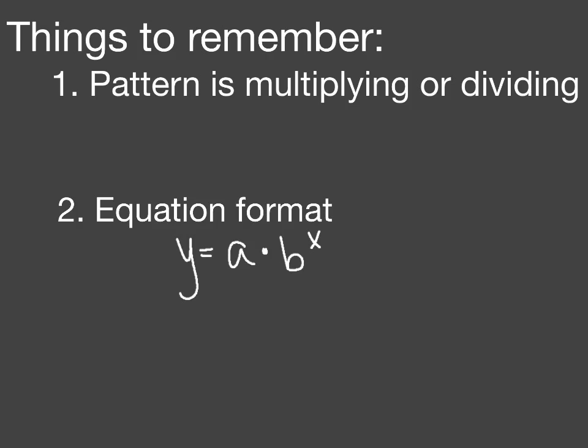That means it's not going to be adding, it's not going to be subtracting, and it's definitely not going to be something random. As in, it's not going to go up, then down, then back up again. It's going to stay consistent, and it's going to be a pattern of either multiplying or dividing. And remember, a pattern of multiplying tells me that it's an exponential growth, and a pattern of dividing tells me it's an exponential decay.